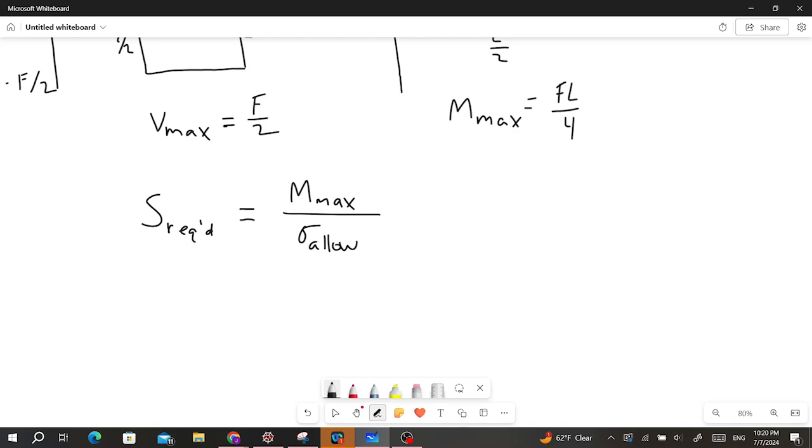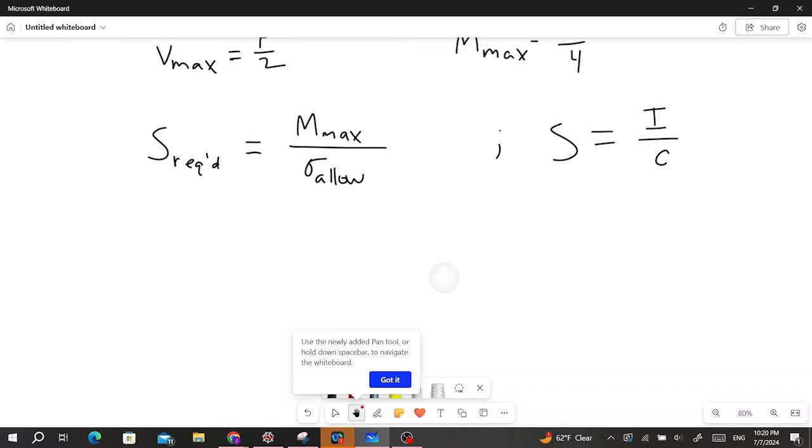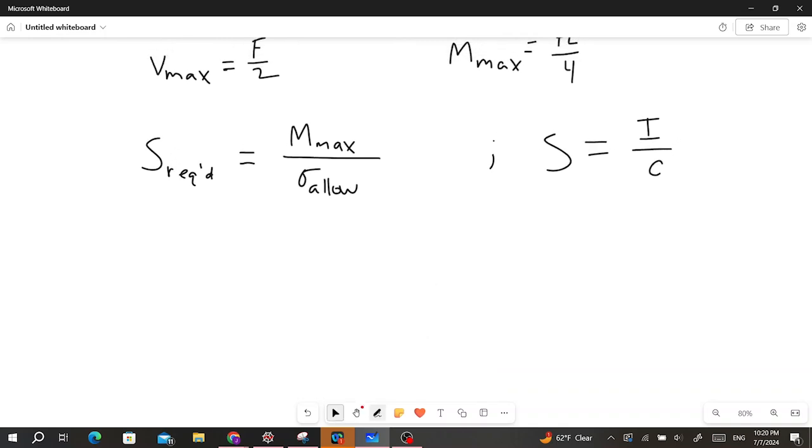And then we also know that the definition of the section modulus is that it's also equal to I over C, I being the moment of inertia and C being the distance from the neutral axis of the beam to the surface where the maximum stress is experienced. So let's go ahead and plug in some numbers here for our S required. So like we said, we know that M max is FL over 4.